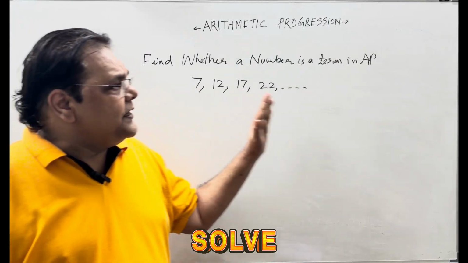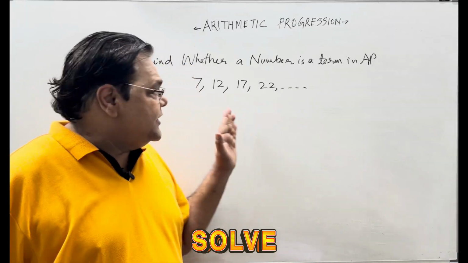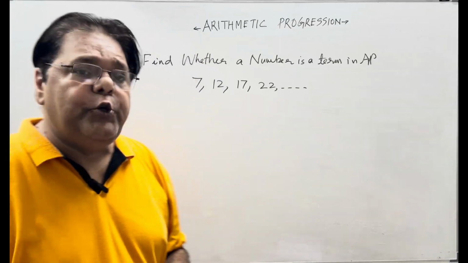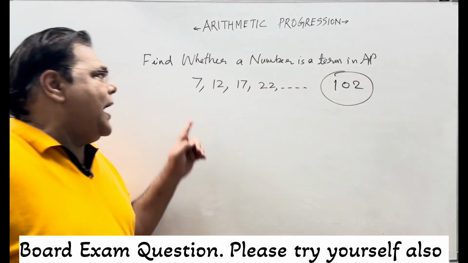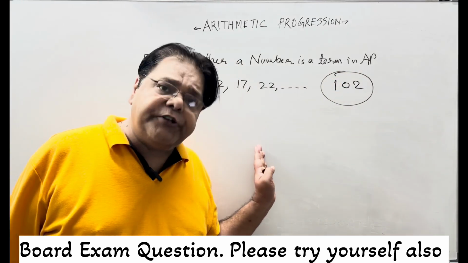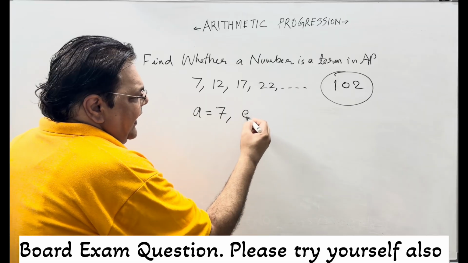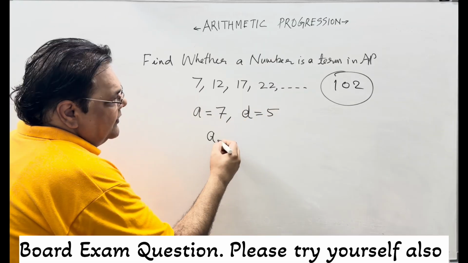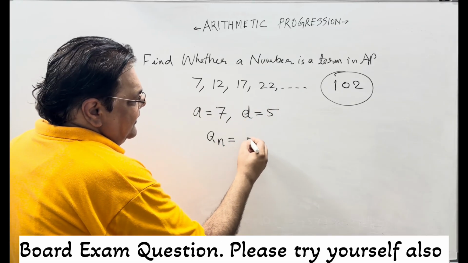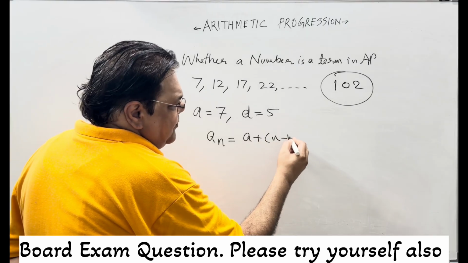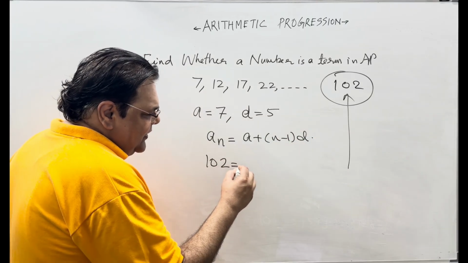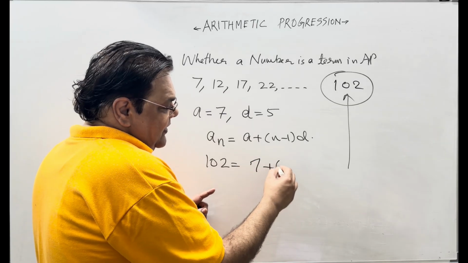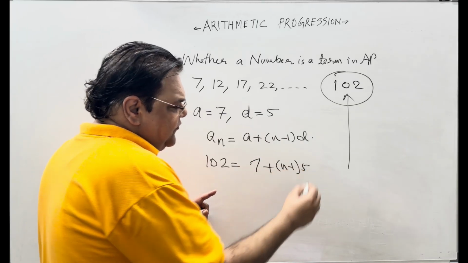Find whether a number is a term in AP. This is a sequence, and my question to you is whether 102 is a part of this sequence or not. Here, a is 7 and the common difference is 5. The nth term is equal to a plus (n minus 1)d. We will take this as 102. First term is 7, n minus 1, difference is 5.